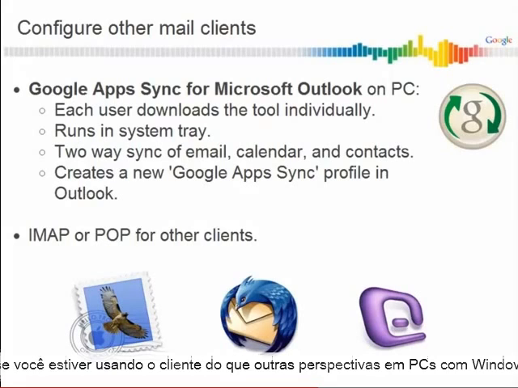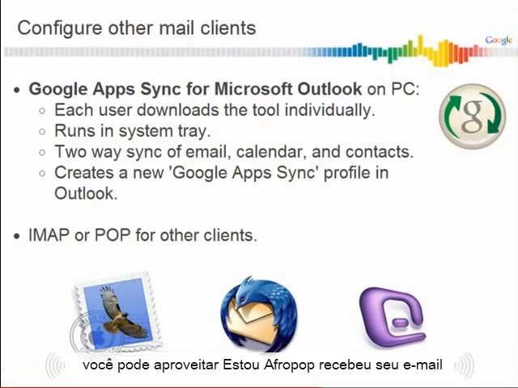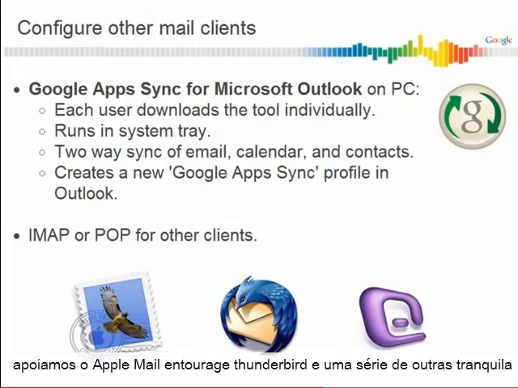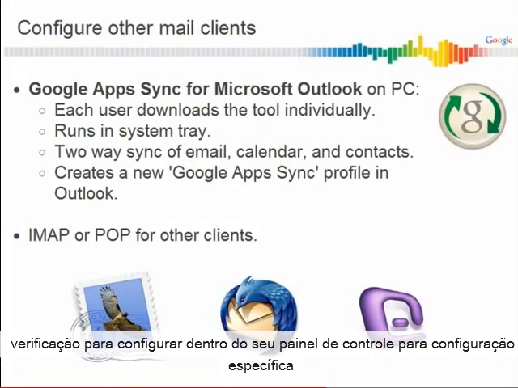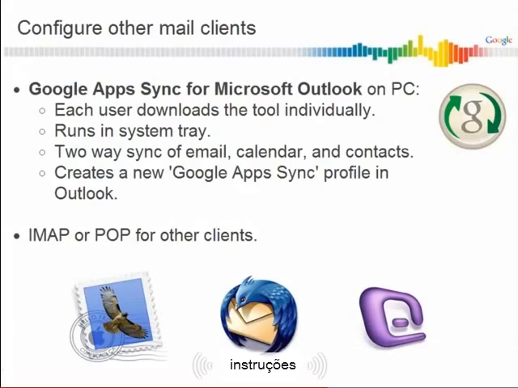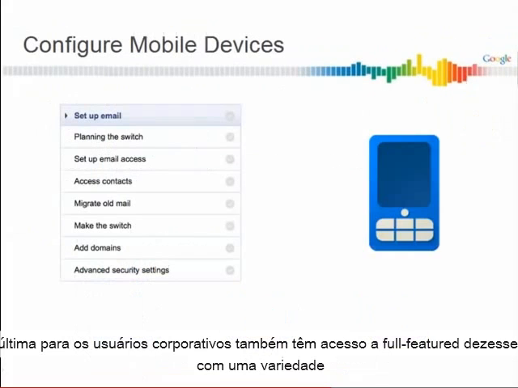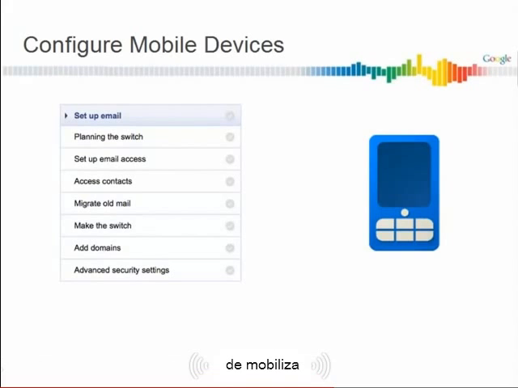Simply download it, install it, and provide the username and password of the Google Apps user you'd like to sync with. If you're using a client other than Outlook on Windows PCs, you can take advantage of IMAP or POP to sync your email. We support Apple Mail, Entourage, Thunderbird, and a host of other clients. Check the Setup Wizard in your control panel for specific configuration instructions for Google Apps Sync for Microsoft Outlook and other desktop email clients.